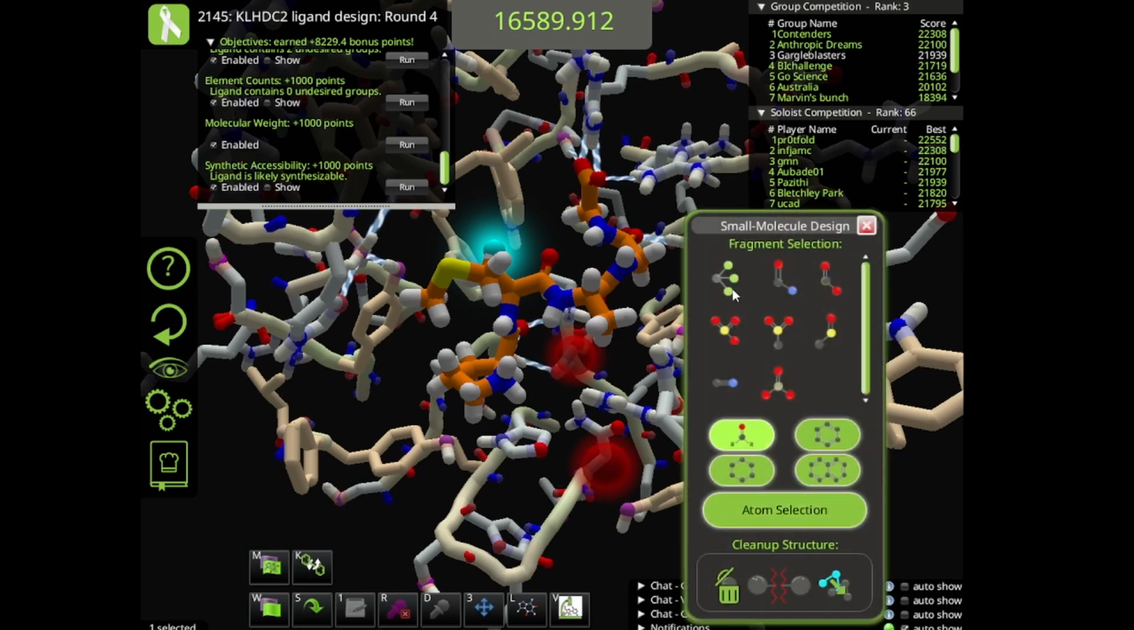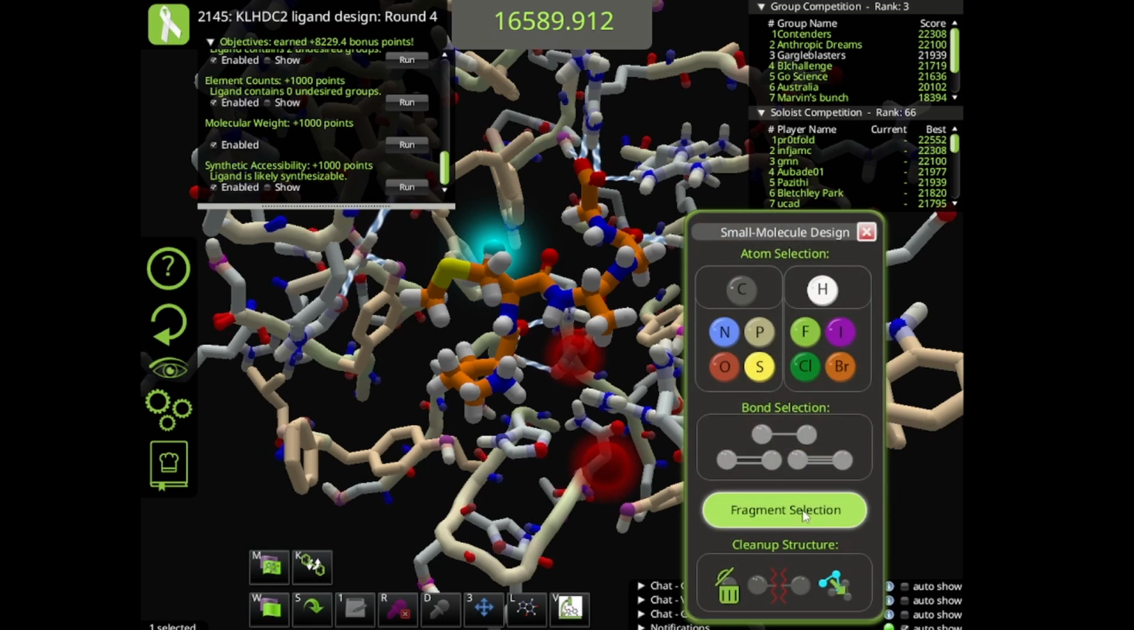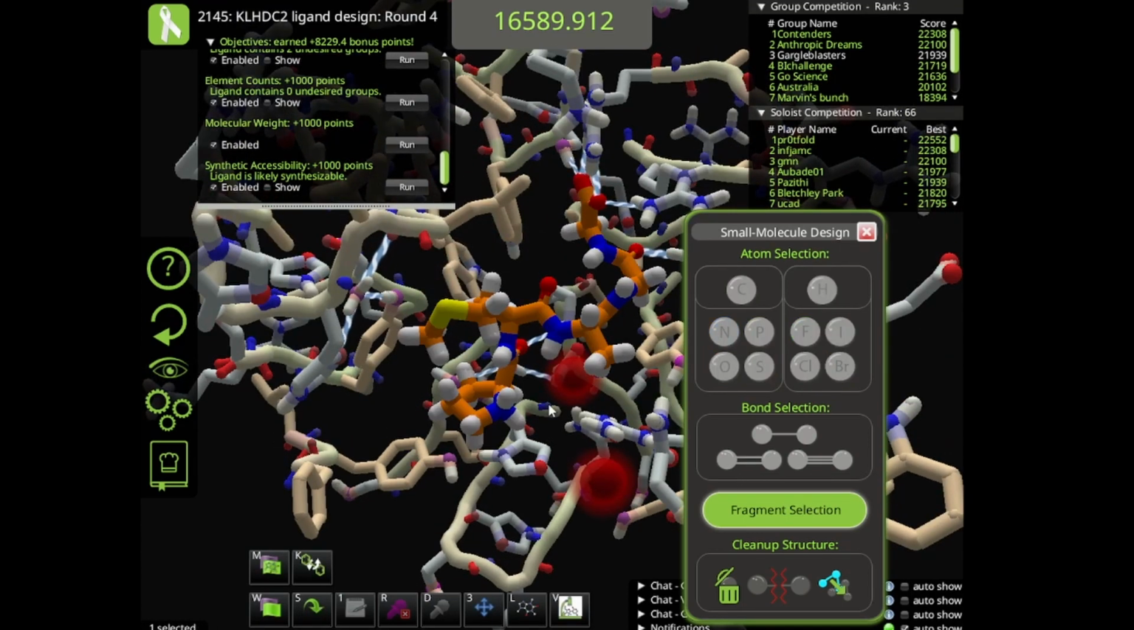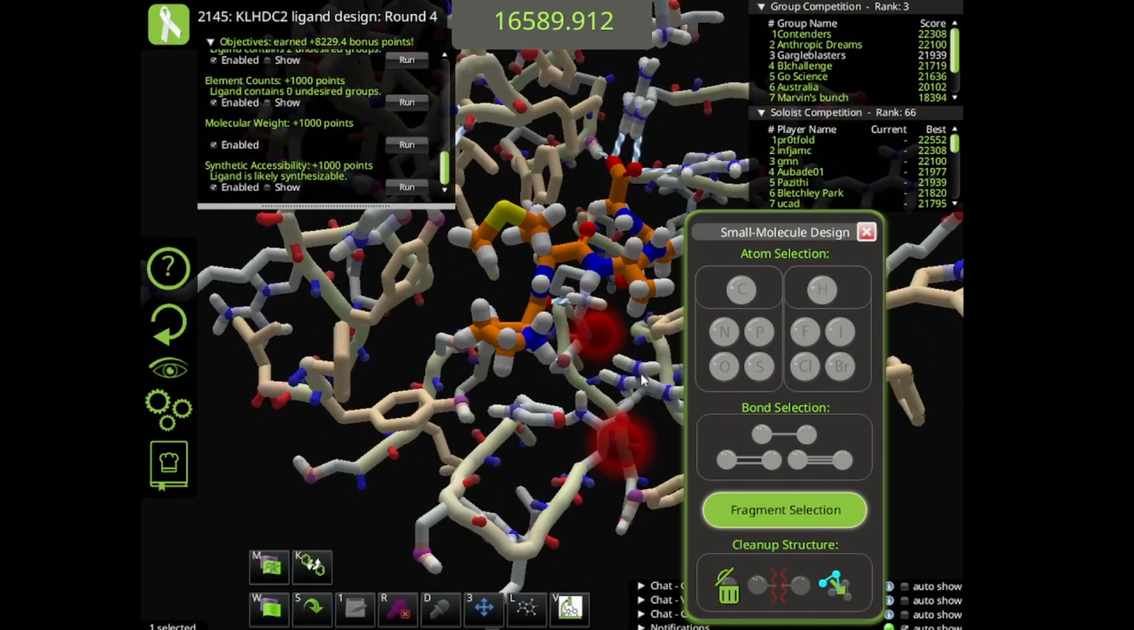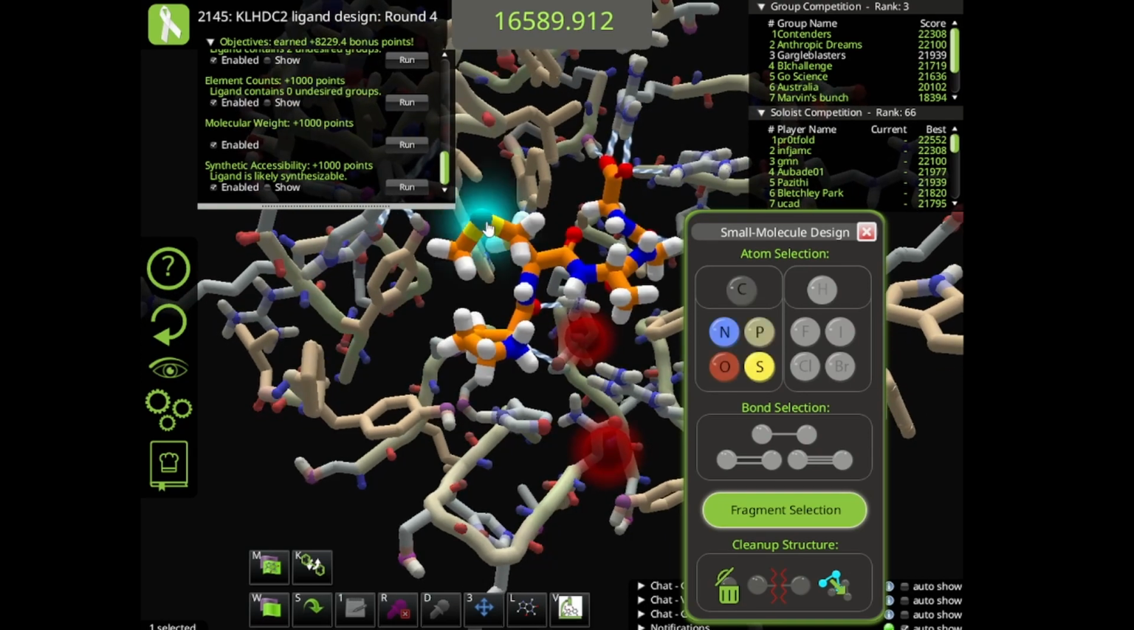And next is fragment selection. So there are some fragments. I think I sometimes use them, but I will not use them because they often do not work. Okay, let's start designing. So I will try removing this sulfur and replacing it with carbon, and it worked.